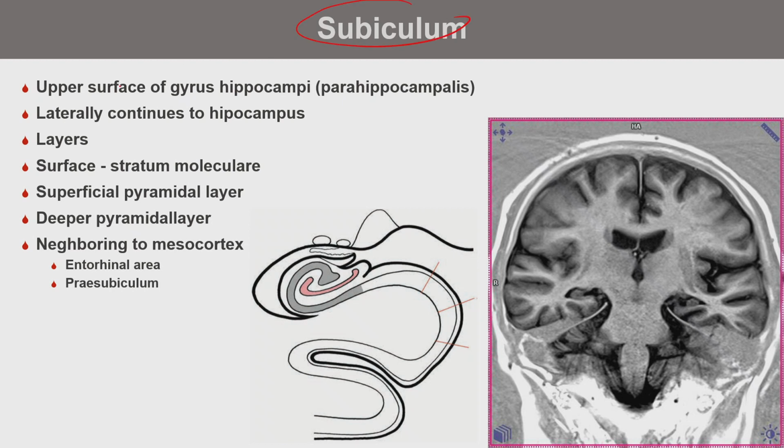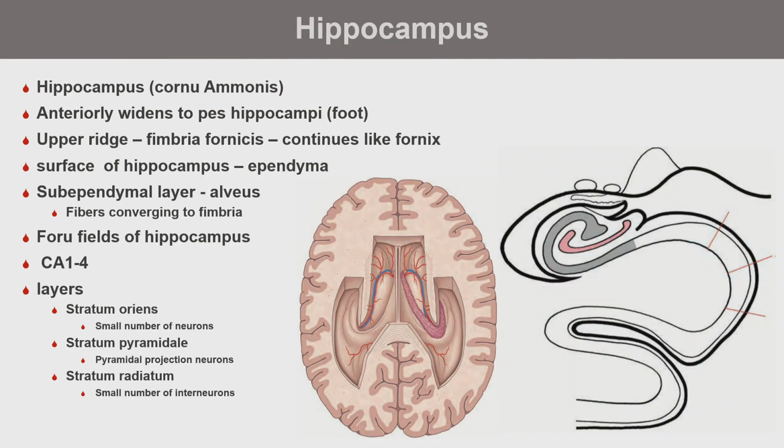So the subiculum is the upper surface of the parahippocampal gyrus. The parahippocampal gyrus is the most medial, also called mesial, temporal gyrus. On the upper surface, somewhere here, we can see the small area called subiculum, which is an important part of the hippocampal complex. This is the most medial part. The next one is the hippocampus.